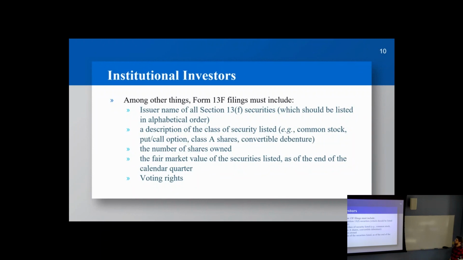What's the information that has to be included in the 13F? Who is issuing the securities? This is basically in order of the filing, as we'll see. What does security actually entail? What type of security is it? How much of the security do you own? What is the value of that security? Any voting rights that might be tied to that security.